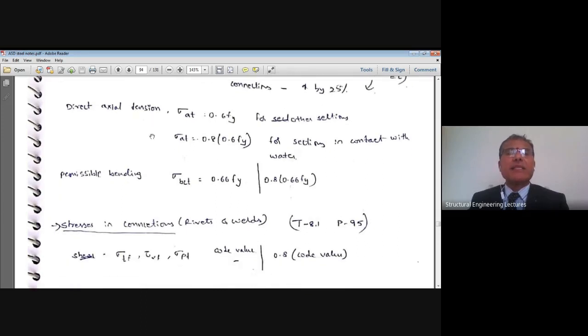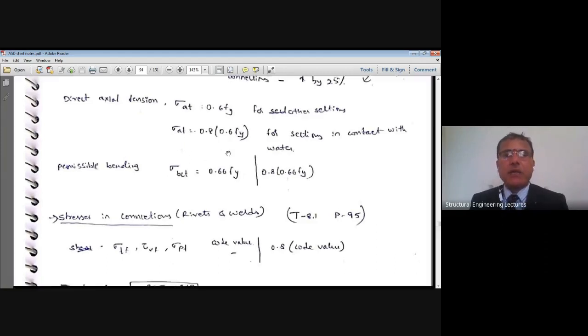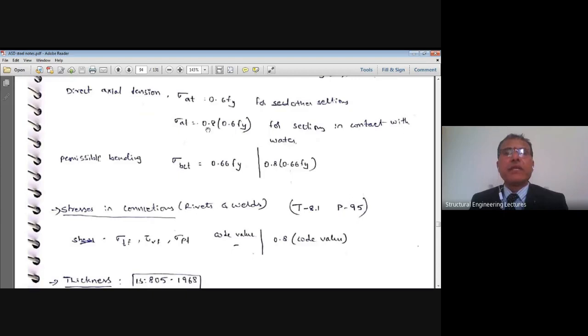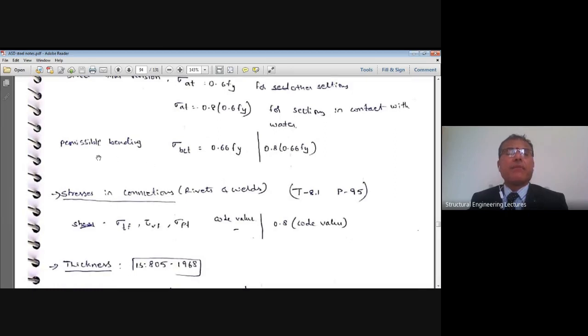And the direct axial tension sigma at as per IS 800 is 0.6 Fy, the basic value for section designs. If those sections are submerged in water, as per this IS 805, it is reduced by 20%, hence multiply with 0.8, multiplied by 0.6 Fy. Right? And permissible stress in bending, sigma bct, bending compressive or tensile stress, for normal sections is 0.66 Fy, but for those submerged in water, multiplied by 0.8.